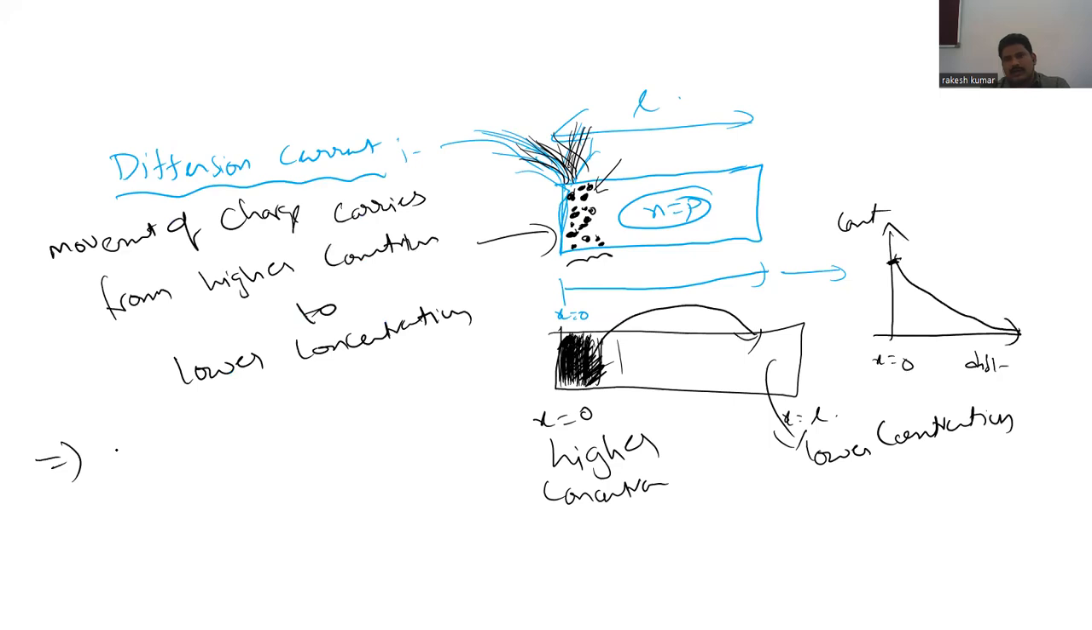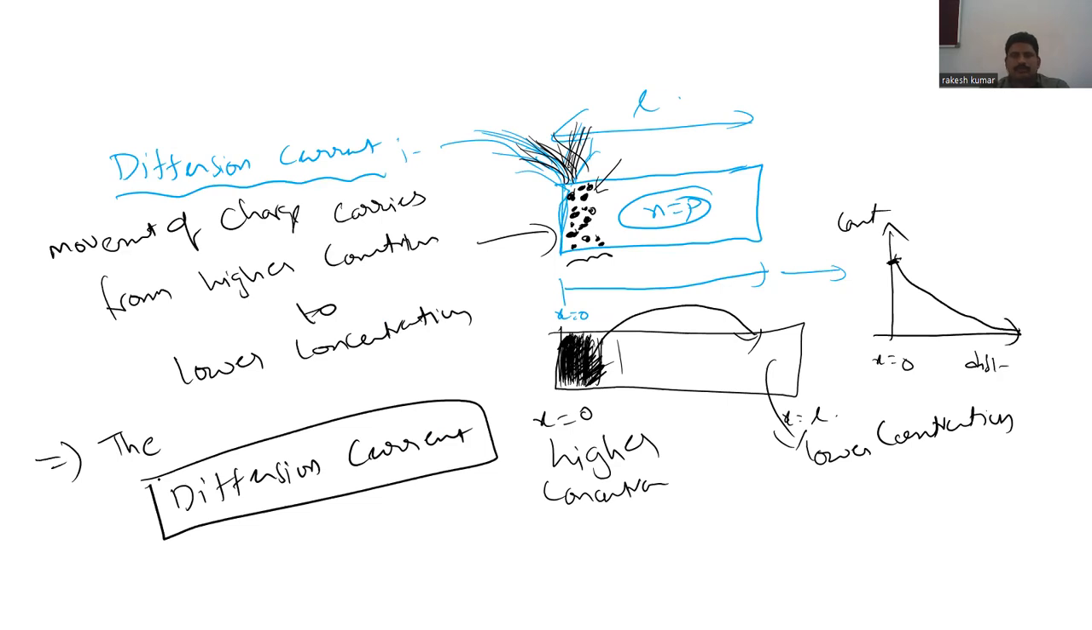The current obtained due to movement of charge carriers from higher concentration to lower concentration is called diffusion current. What is the definition of diffusion current? The current obtained due to movement of charge carriers due to non-uniform concentration. Charge carriers move from higher concentration to lower concentration, and whenever there is a movement of charge carriers, automatically current comes into the picture.